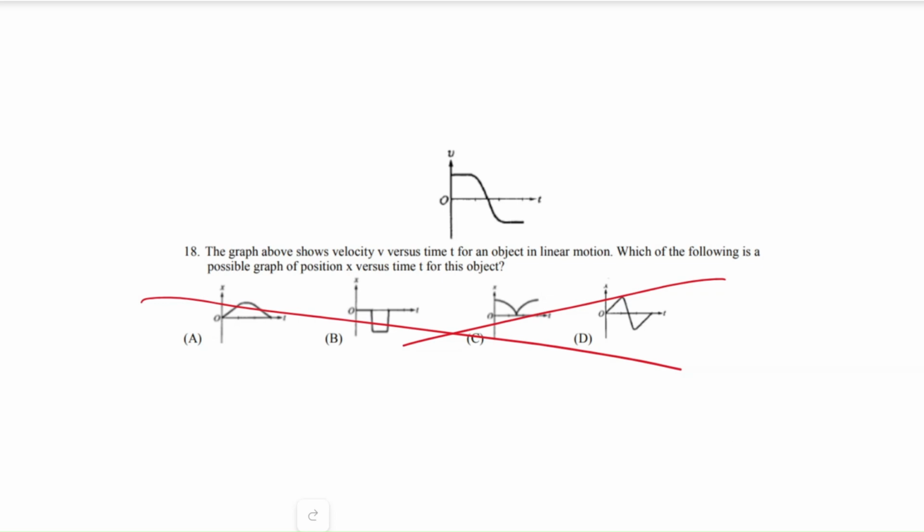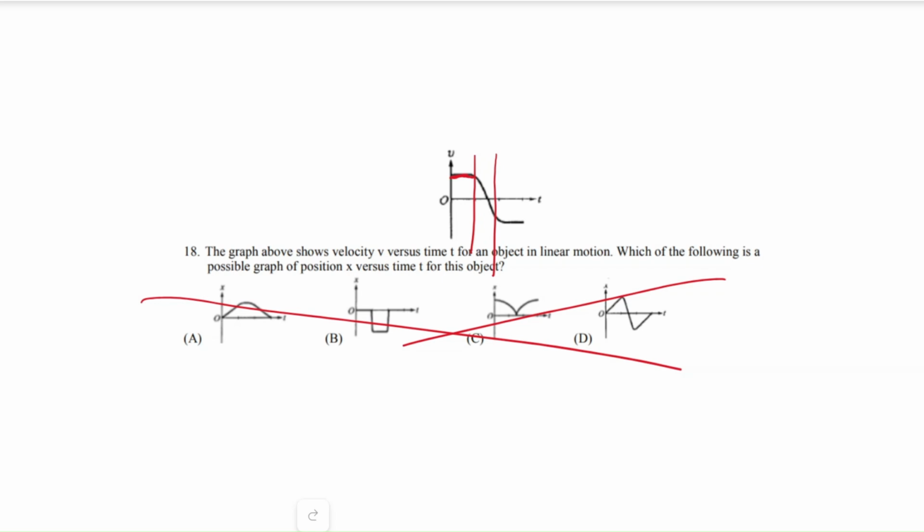Looking at it, let's split this up into three different sections. We can make one line here, one line there, and then one line there. If we look at this first portion, we can see that it has a straight positive line. With a slope of 0, that means it's constant. It's not changing, so it's going to stay the same value.